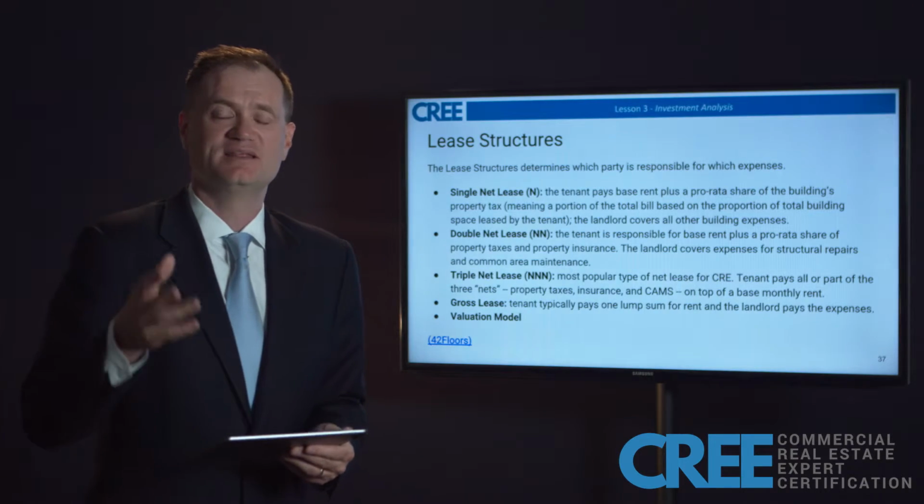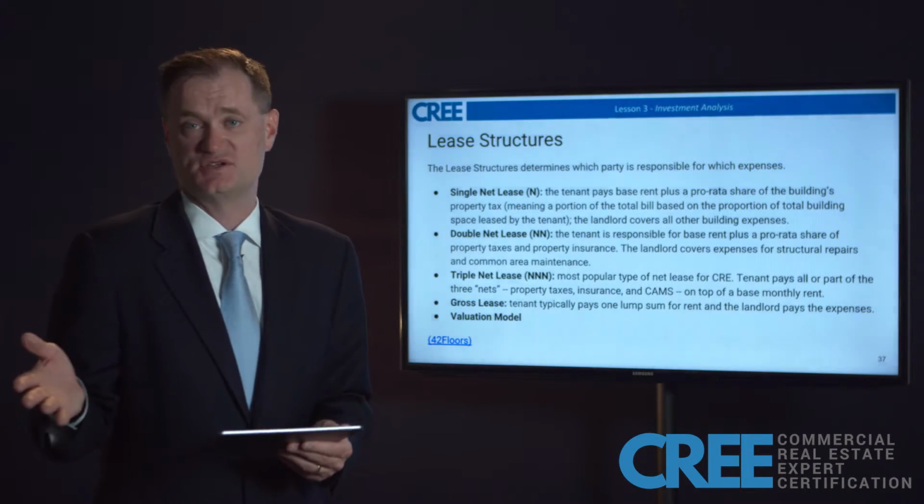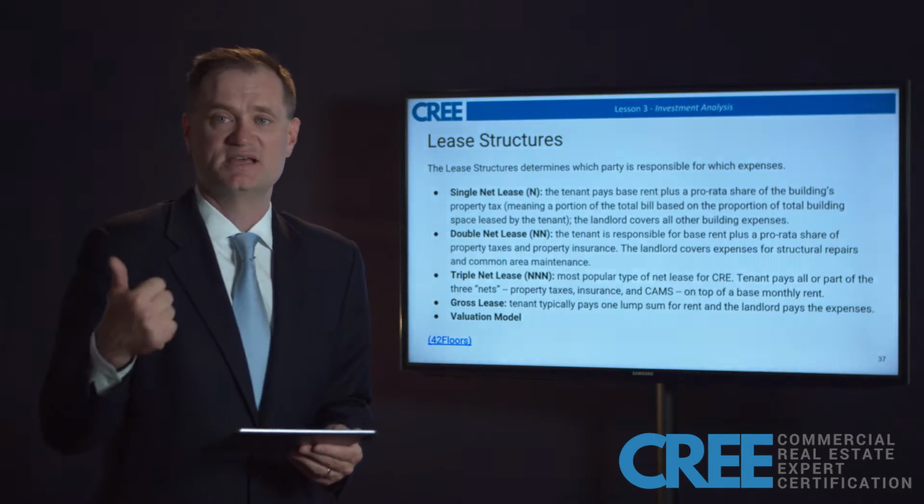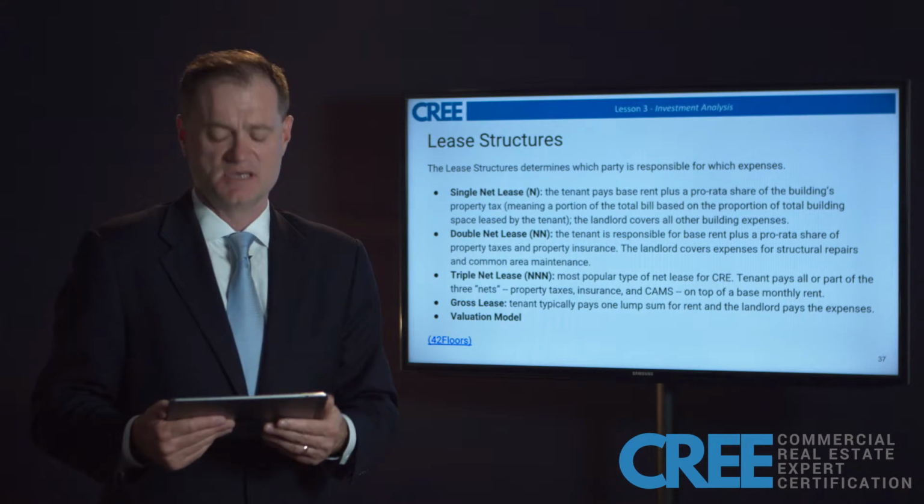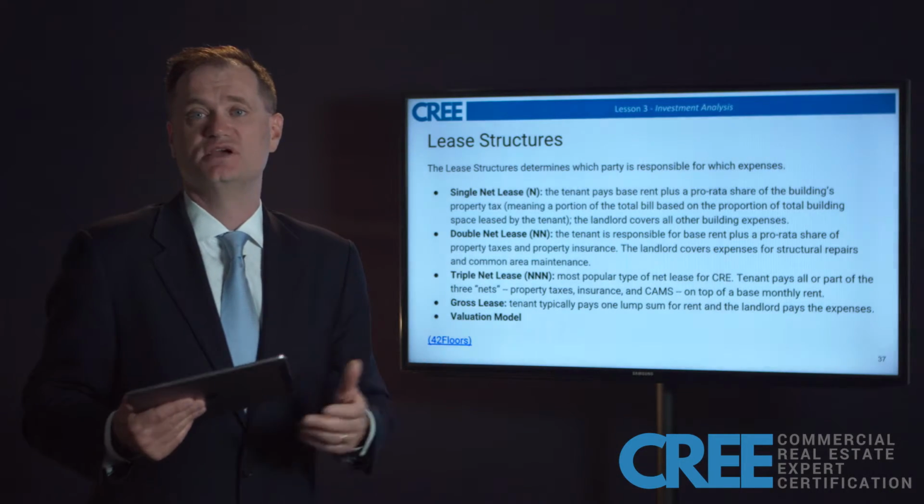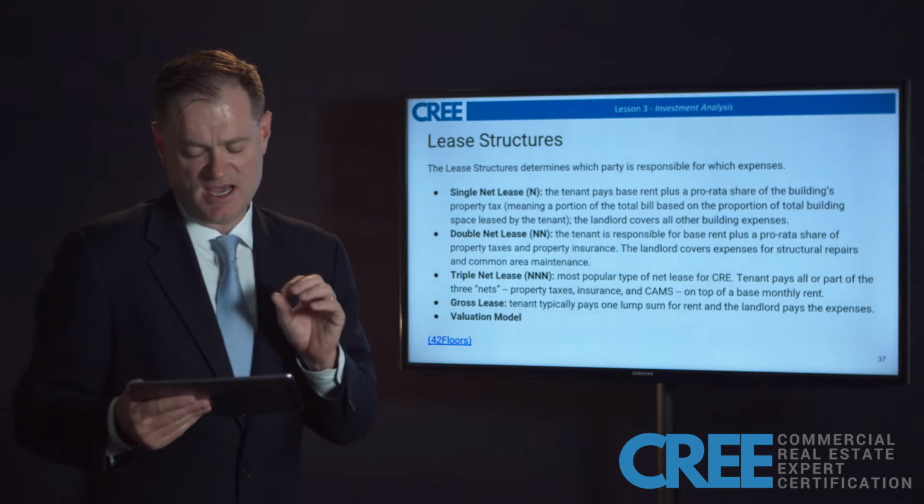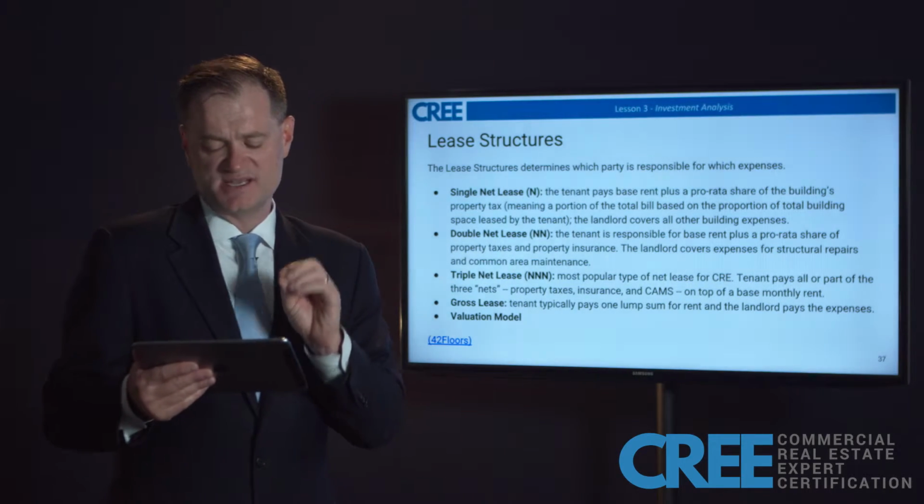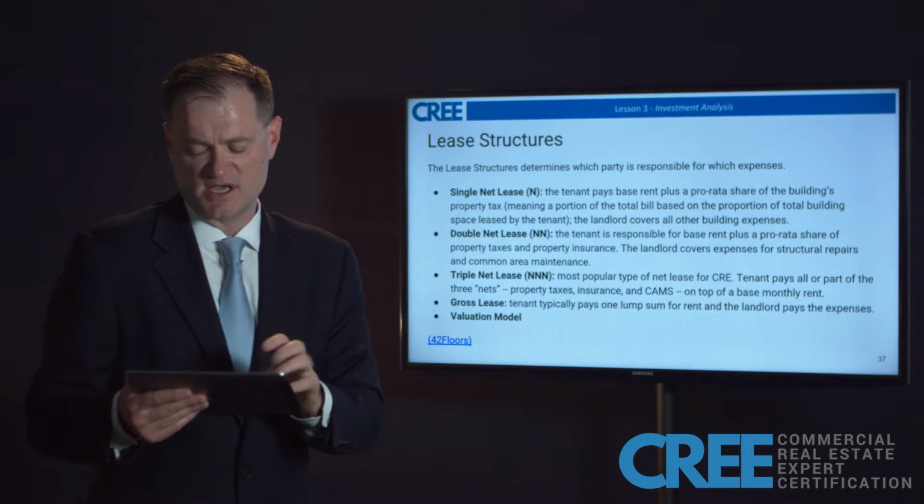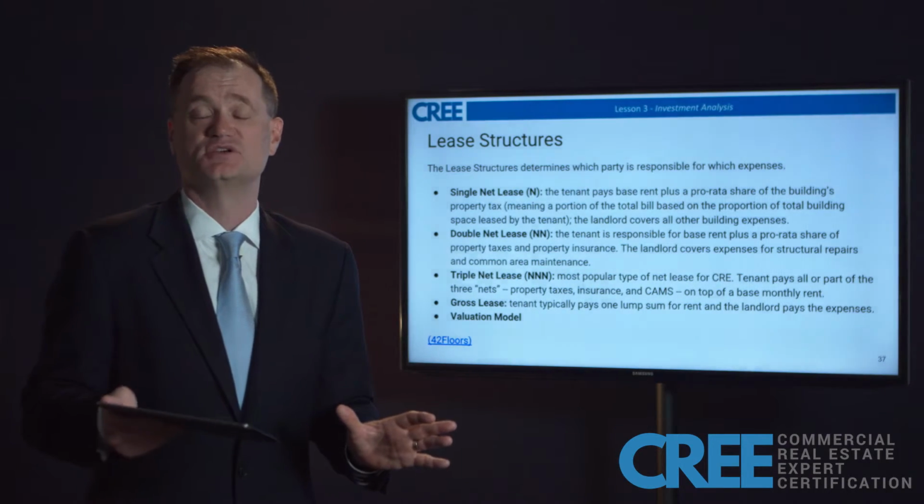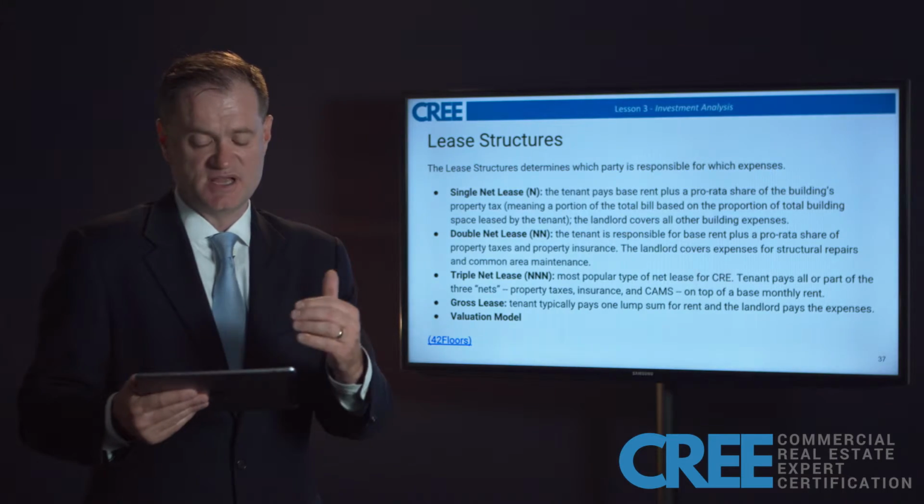The owner, the landlord, is paying most of those expenses, if not all of the expenses. The tenant's not paying taxes and insurance. Usually the utilities are paid by the landlord, and so on. So a gross lease is where the tenant typically pays one lump sum and then the landlord pays all the additional expenses. Now we've got different other lease structures.